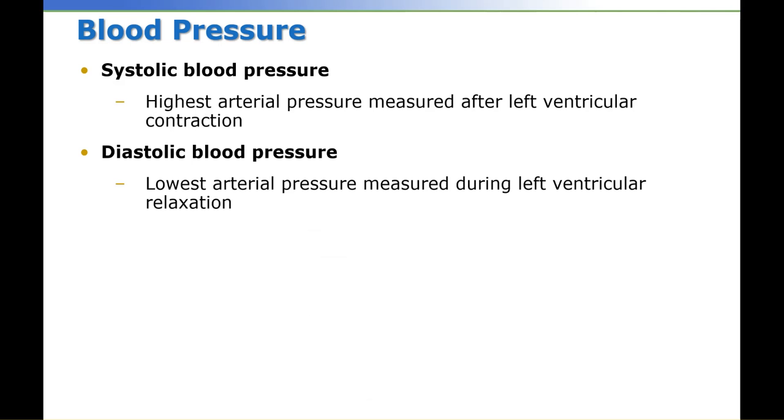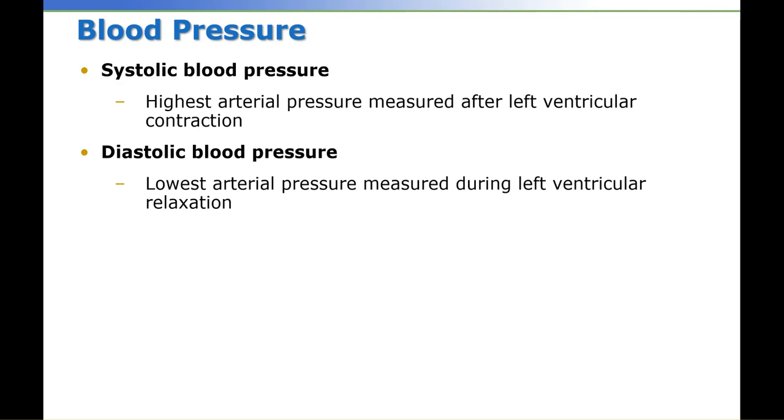Blood pressure, you have systolic blood pressure, which is the highest arterial pressure measured after left ventricular contraction. With each left ventricular contraction, a surge of blood enters the aorta, distending the vessel and creating pressure within it. The aortic wall stretch and subsequent recoil propagates a wave through the entire arterial system.